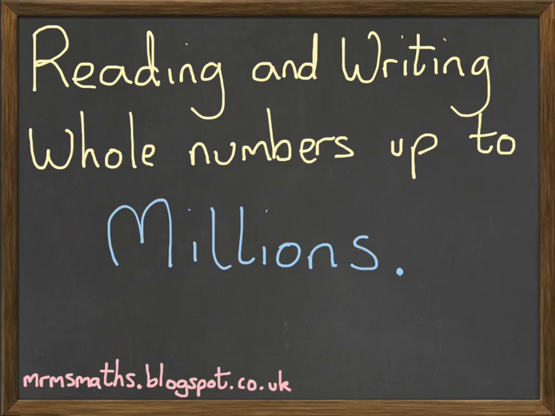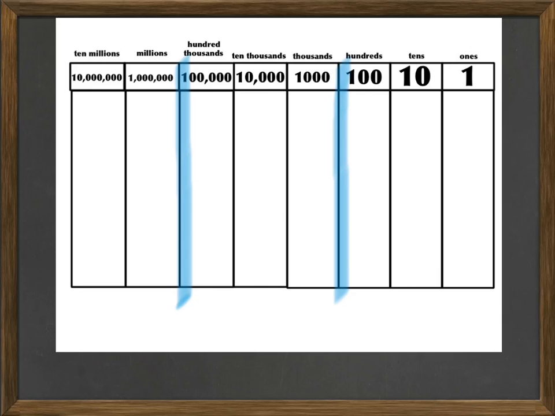So we're going to have a look here at reading and writing whole numbers up to millions. We're going to go all the way up to millions and maybe even beyond here. So, moving in. Now as you can see, I've split up this place value chart into different sections.